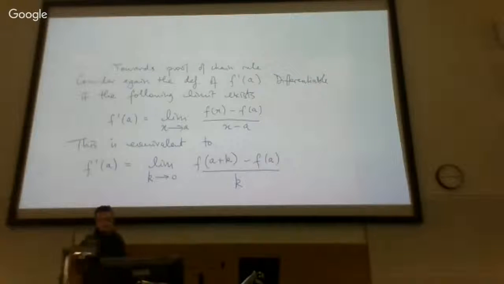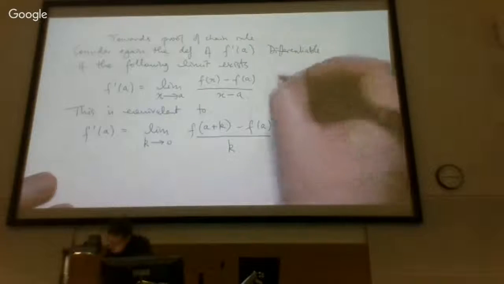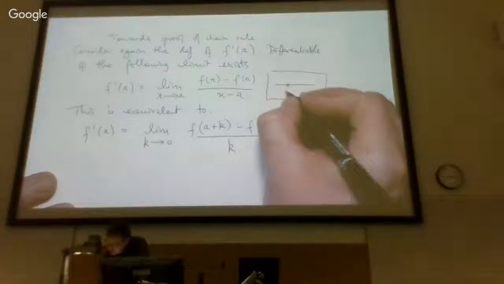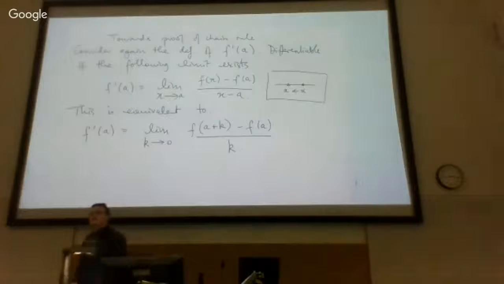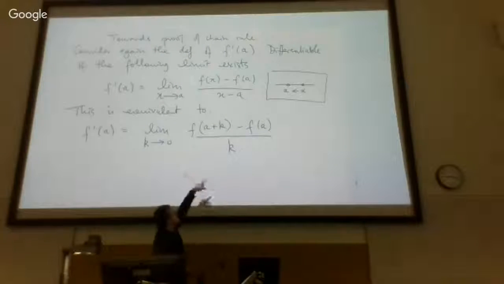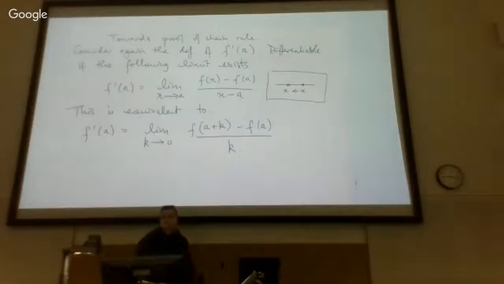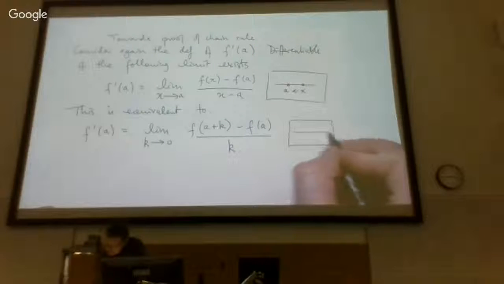Now if you've not seen this before, this might look a little bit mysterious. But here is the picture for the original definition: you've got the fixed base point a, and another point x converging to a, and you're looking at the difference f of x minus f of a, and the difference x minus a. So x minus a is the signed distance between x and a on the bottom. Whereas in this picture, it's exactly the same process, just set up with the notation differently.